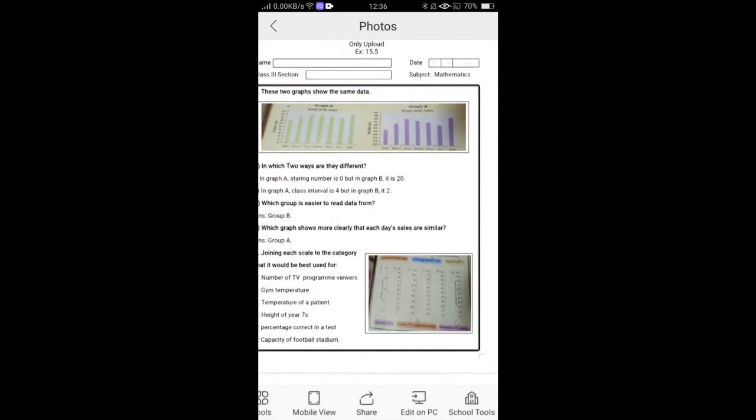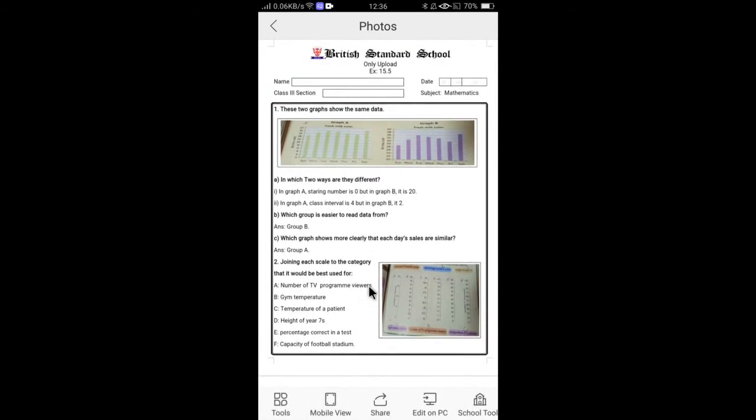So it's very important: first we have to look at these scales and then start working. Above, they have given some options: capacity of a football stadium, percentage of correct answers in a test, height of a year 7 student, gym temperature, number of TV programme viewers, and temperature of a patient. We have to work out which is suitable. Scale A talks about millions, so millions of people watching a TV programme. So scale A would be appropriate for the number of TV programme viewers. For the second, the highest number was 20, from 0 up to 20, so normally you can take gym temperature.